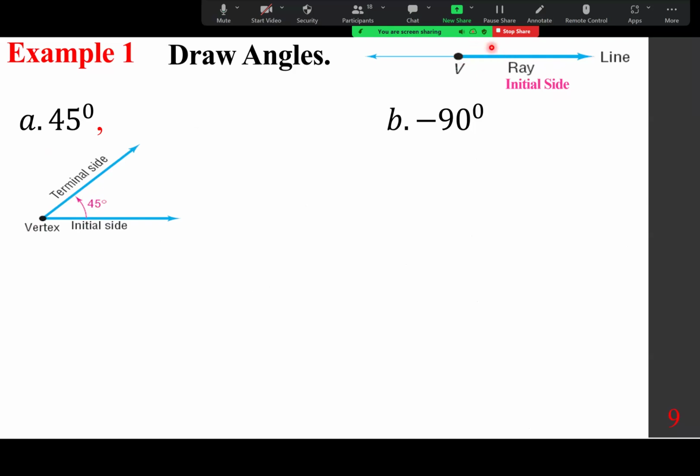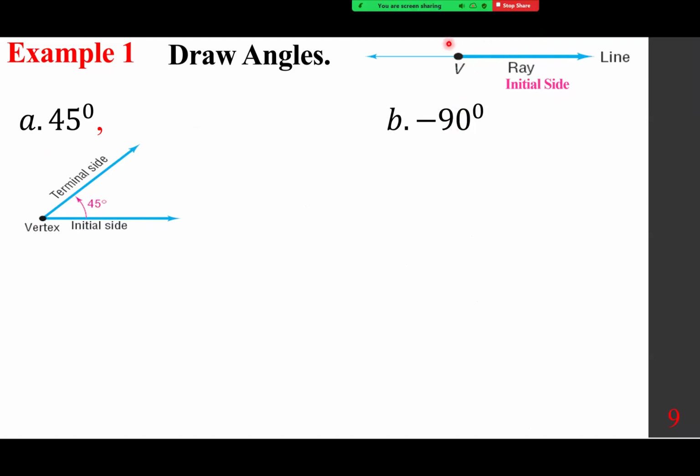Now for 90 degrees, you go counterclockwise, but for negative 90, we go down. The terminal side would be the negative side of the y-axis, so negative 90 degrees, looking like that.